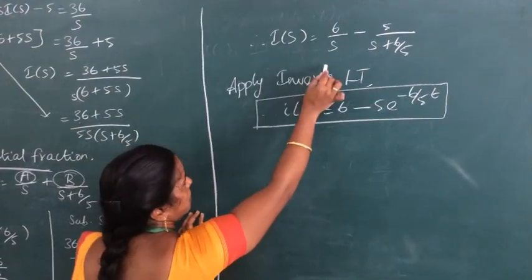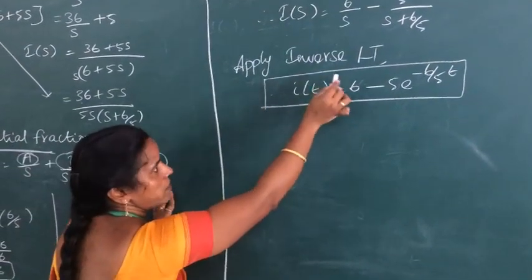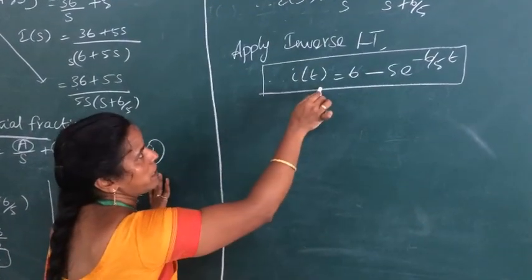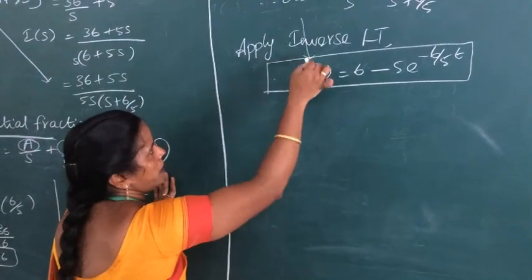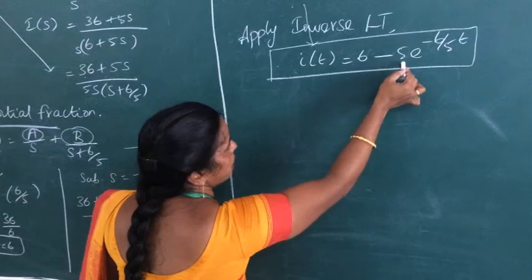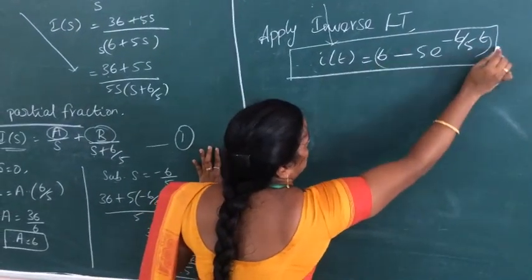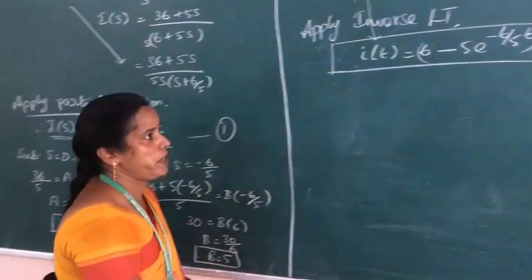So after finding the value for I of s, the last step is we are going to apply inverse Laplace transform. After finding the inverse Laplace transform, I of s is transformed to I of t, that is equal to 6 minus 5 into e power minus 6 by 5 t ampere. So this is the current flowing through the circuit.